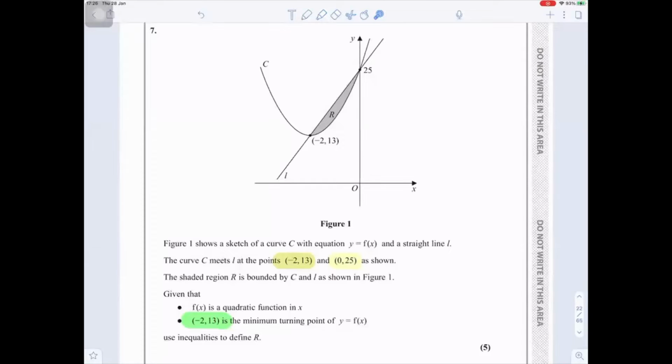Question number 7. Figure 1 shows a sketch of a curve C with equation y equals f of x and a straight line L. The curve C meets L at the point (-2, 13) and (0, 25) as shown. The shaded region R is bounded by C and L as shown in figure 1. Given that f of x is a quadratic function in x, and (-2, 13) is the minimum turning point of y equals f of x, use inequalities to define R.